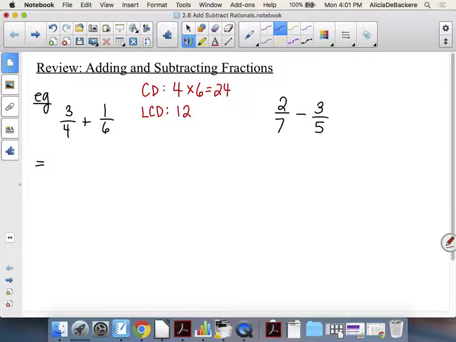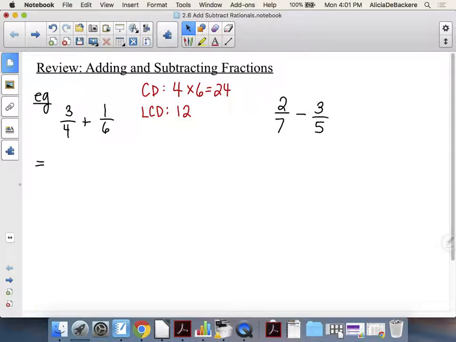This doesn't seem like a huge deal when you're talking about adding two fractions because you know you can just reduce to lowest terms later. But when you're starting to think about algebra, the bigger that you make the algebra, the harder it is to reduce. So if we can find a lowest common denominator, we always want to do that.